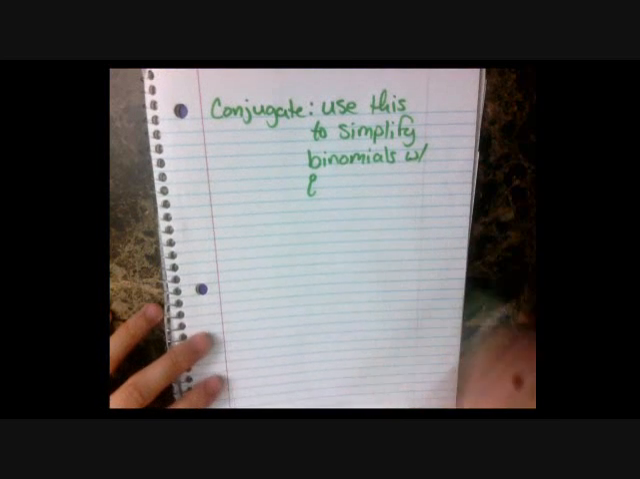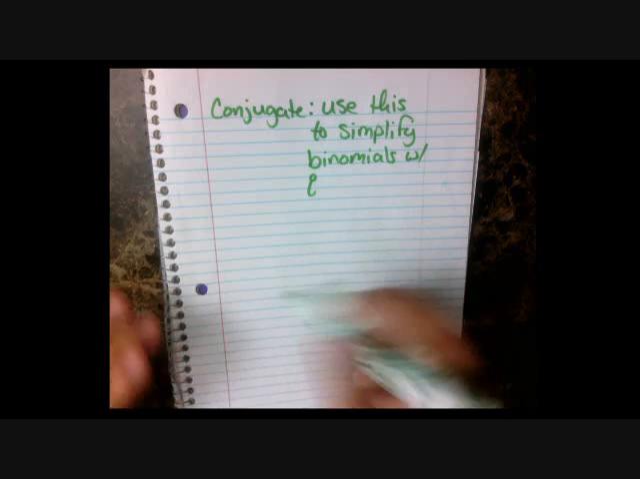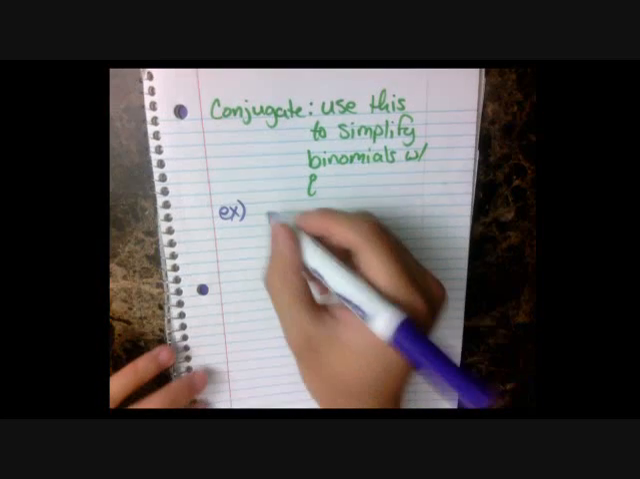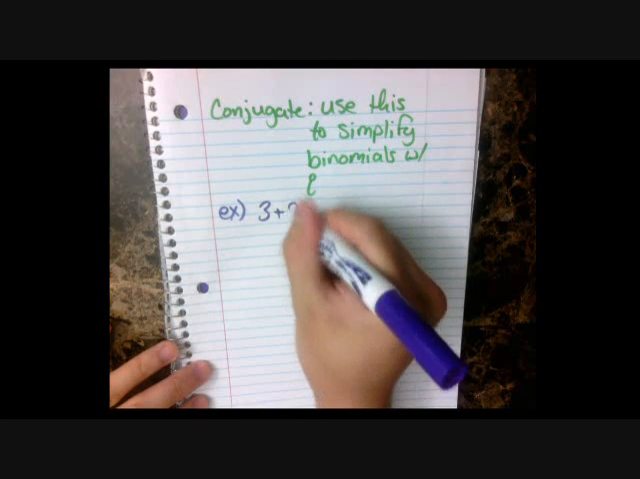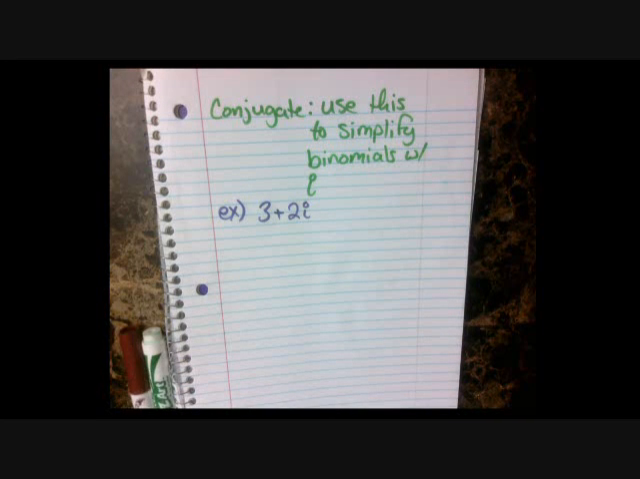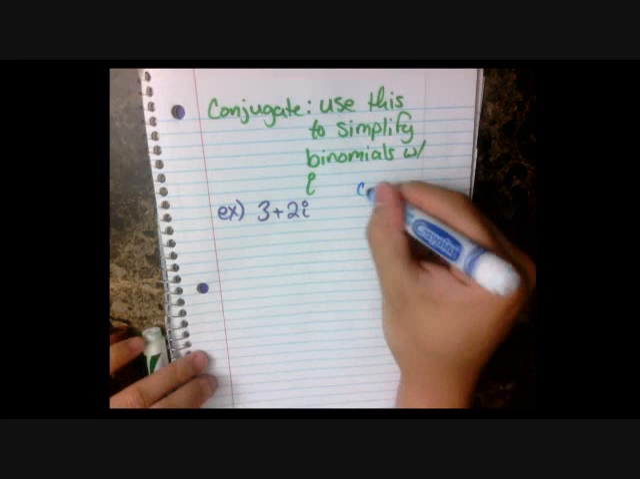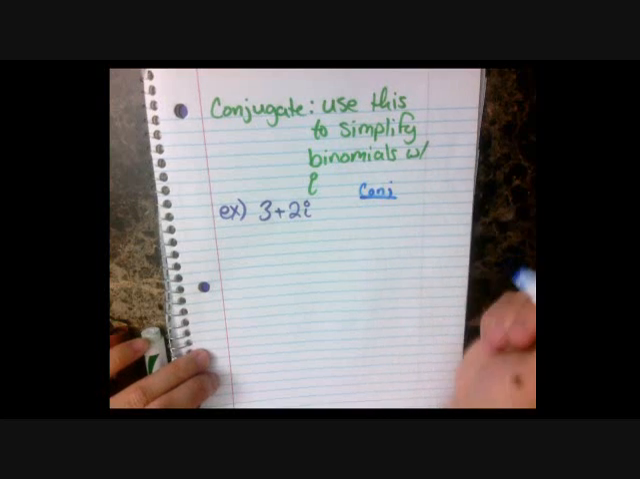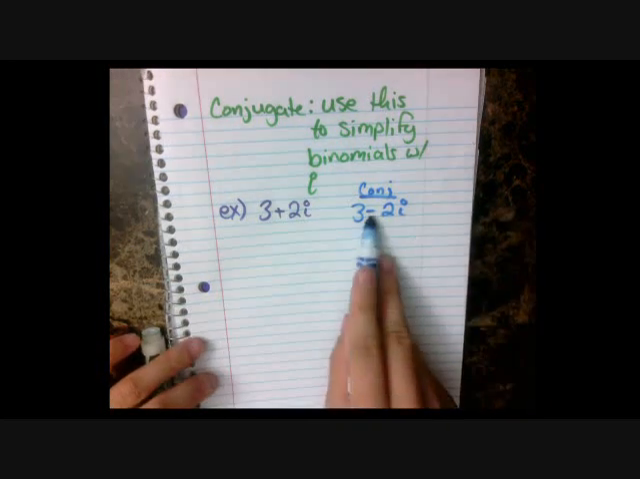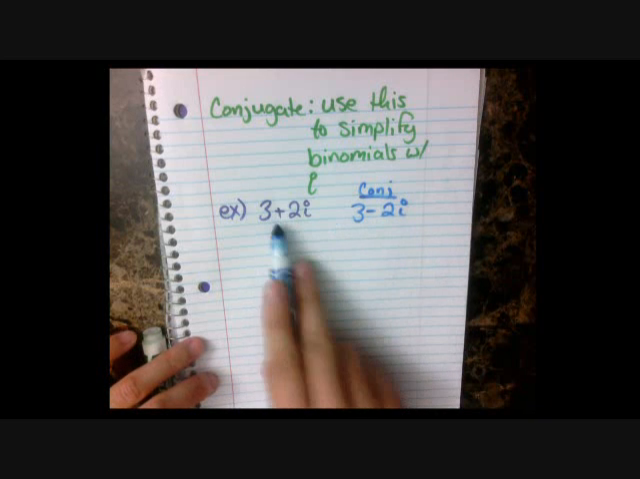Alright? So your conjugate is real simple, and here's how we'll define it. We'll actually define it just by showing you a couple of examples. If I have something like 3 plus 2i, your conjugate, which I will always write in blue for this page, and which I'll simplify to conj, is 3 minus 2i. All you're doing is switching the operation in the middle here.